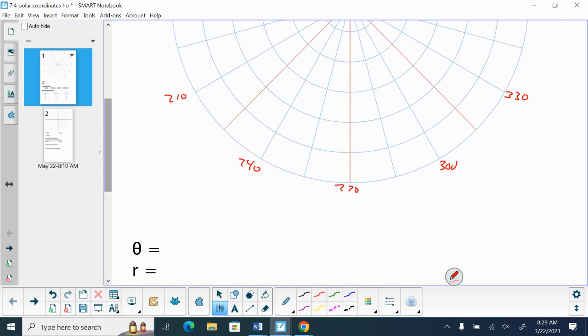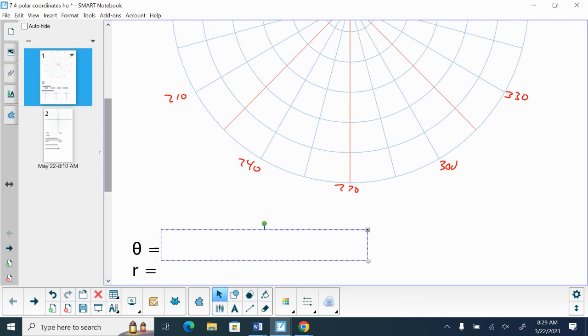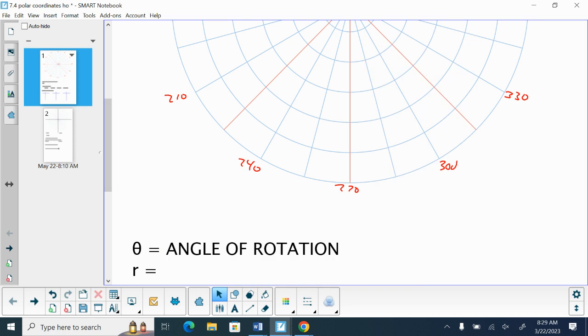Okay, this is our measure. It's our angle of rotation, our theta value. It's our angle of rotation.